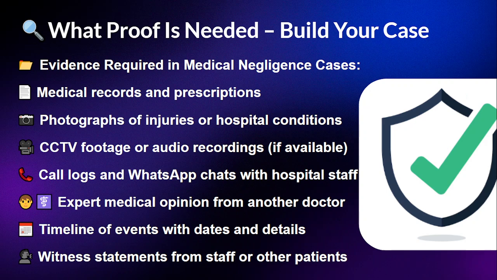Proof is everything in a medical negligence case. Start with medical records, prescriptions, test results, and discharge summaries. Photographs of injuries or hospital conditions can be powerful. CCTV footage or audio recordings help show what happened. Call logs and WhatsApp chats with hospital staff are admissible. They help establish communication gaps or refusal of care. Get an expert medical opinion from another doctor. They can testify that the treatment was below standard.